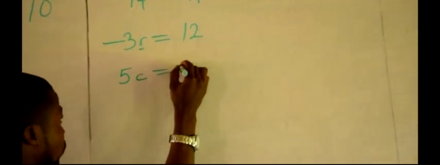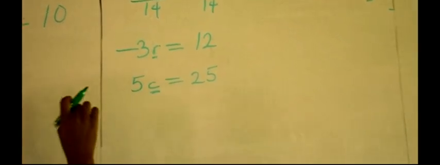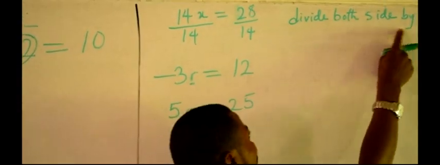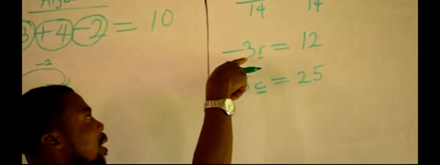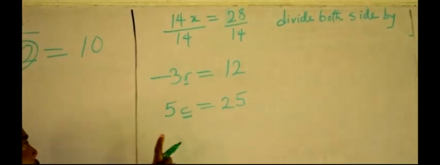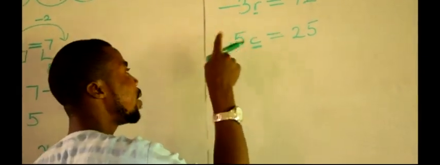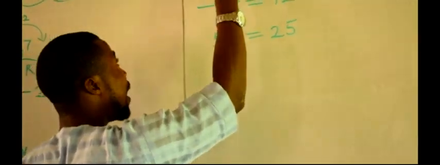If you have something like this, if you want to get your C, you will divide both sides by the number behind your C. Here you divide both sides by the number behind R. Here you divide both sides by the number behind x. So if you are getting your letter, you are dividing both sides by 5 here, here by -3, and here by -14.